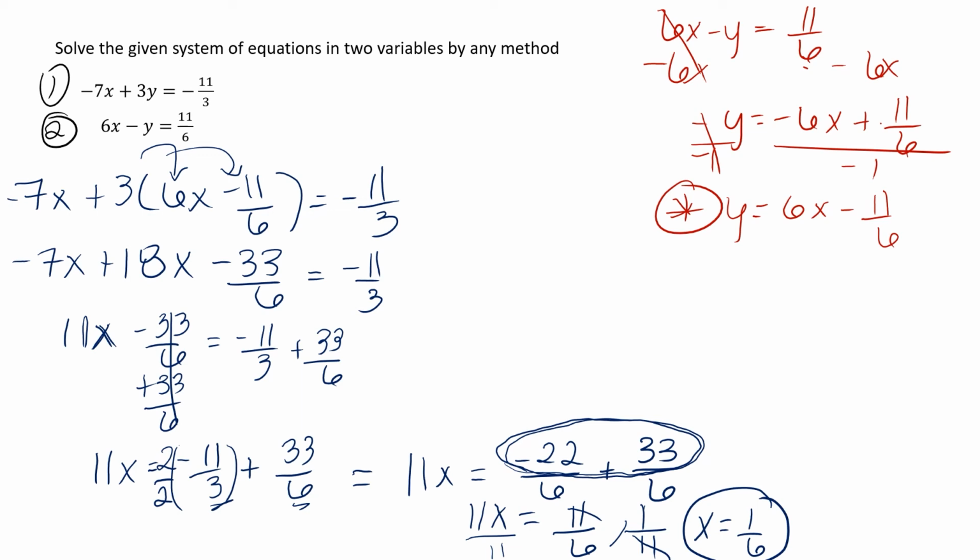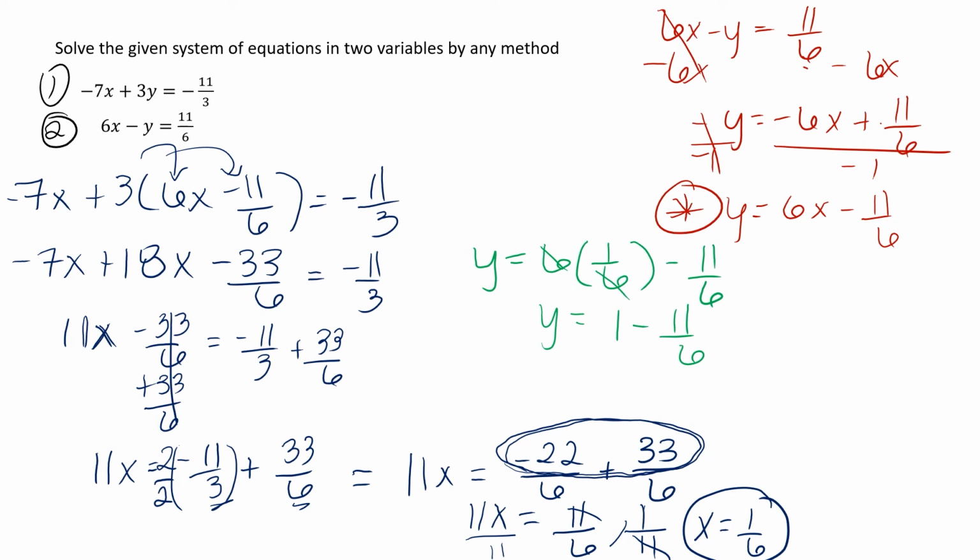Okay, from there, I'm going to take this 1 over 6 and plug it into my starred equation, right? So let's use a different color. Let's use green. So it's going to be y equals 6 times 1 over 6 minus 11 over 6. Well, remember, these 6's right here are going to cancel each other out. So now it's just y equals 1 minus 11 over 6, right? Since they cancel out, they just become 1, so now it's 1 over 1.